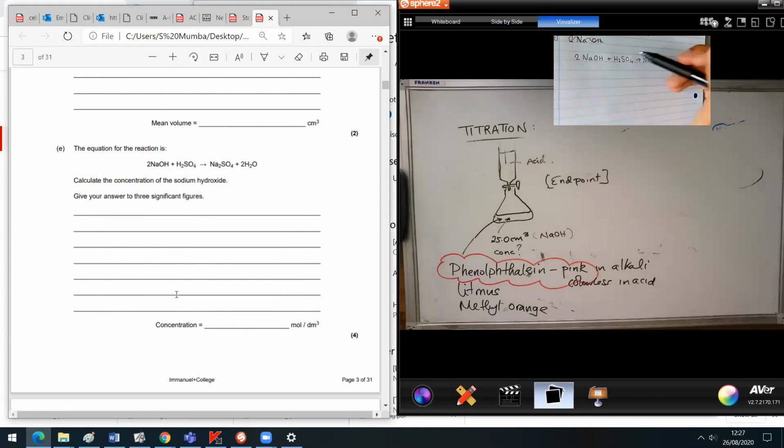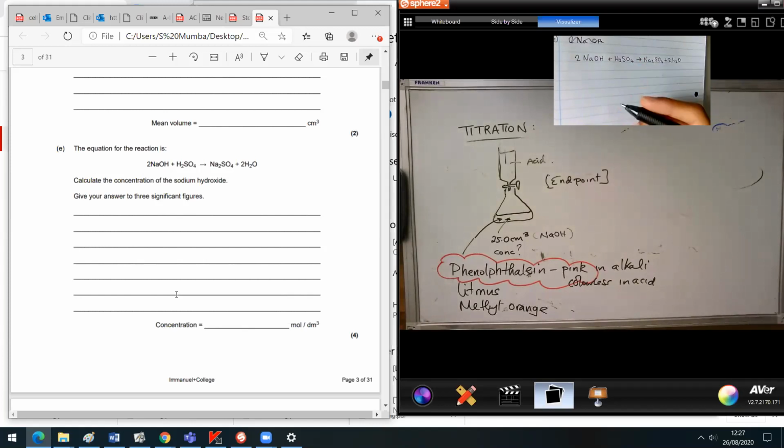And then H2. And 3 hydrogens. 1, 2, 4 hydrogens, and then it's all balanced. Balance good. No tricks there.